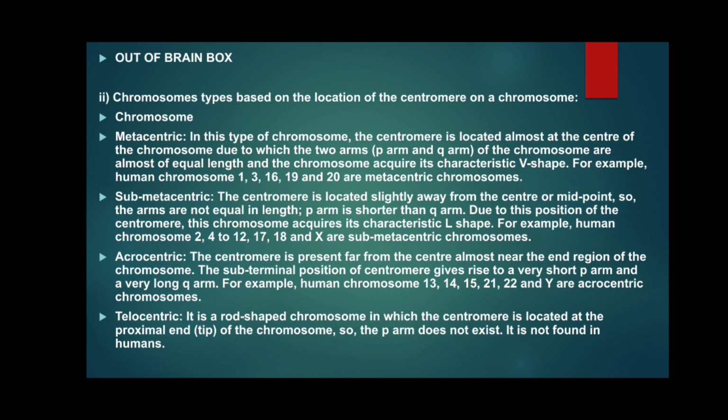The last one is the telocentric chromosome. It is a rod-shaped chromosome in which the centromere is located at the terminal end, the tip of the chromosome. Hence the P arm does not exist. This type of chromosome is not found in humans. This is the telocentric.